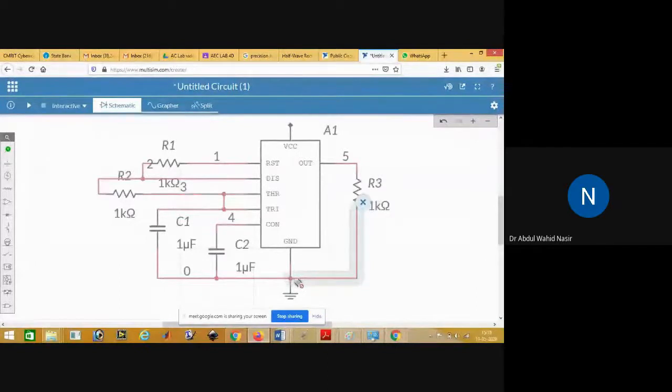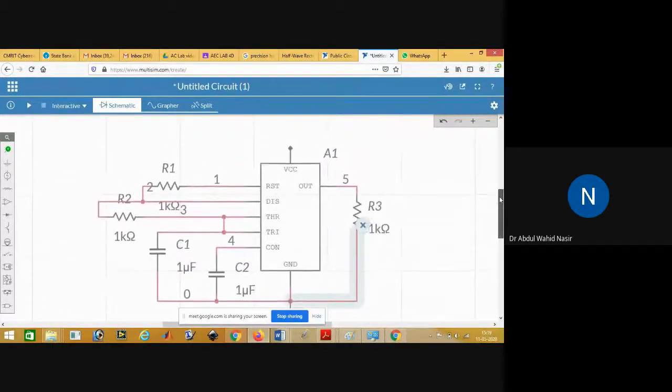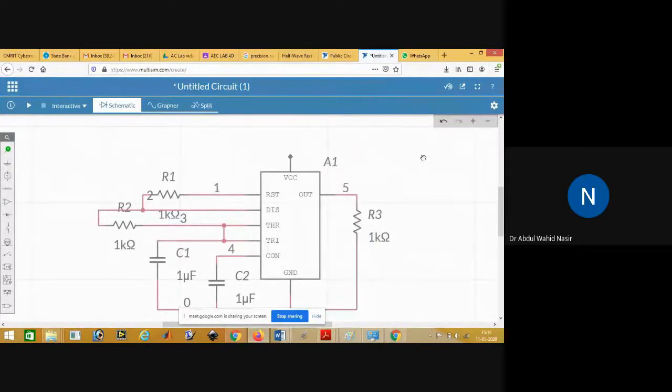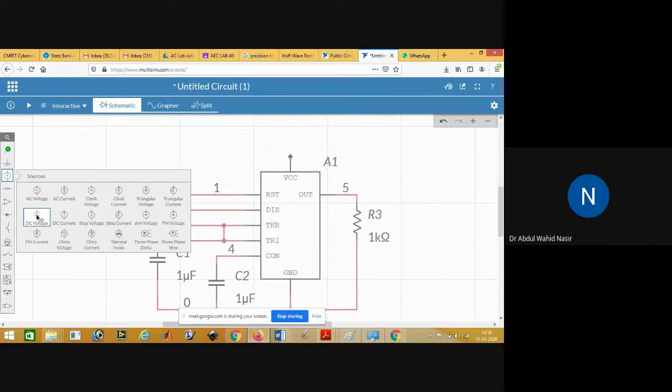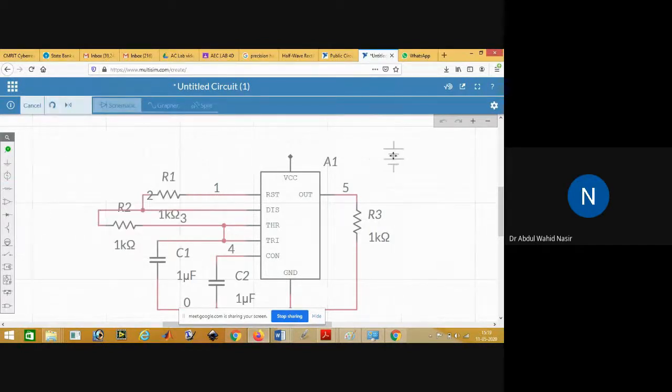Now one thing we have not connected, that is the power supply. What power supply? I told you in the note that for the 555 timer, VCC varies from 5 to 18 volt. So here we will take the case of 5 volt. We will take VCC as 5 volt. Clear? So here we can connect the voltage source. Go to the sources library, and from there you select DC voltage.